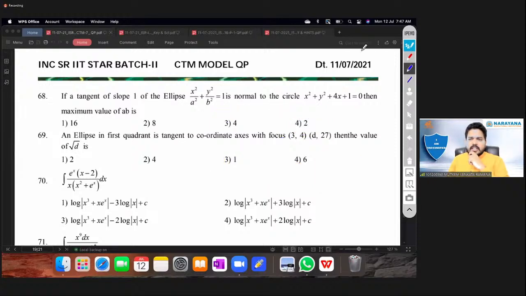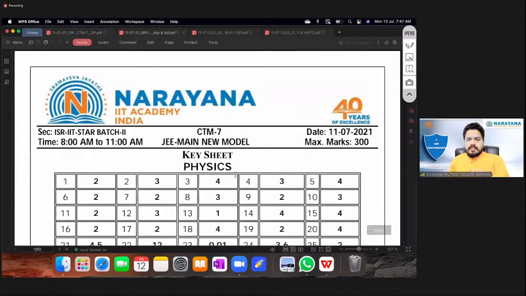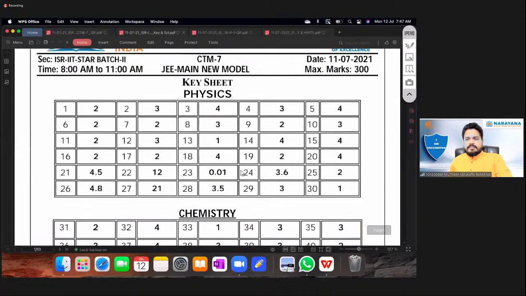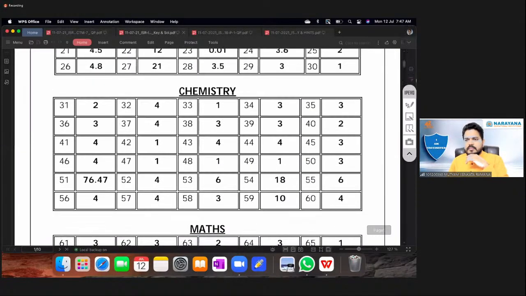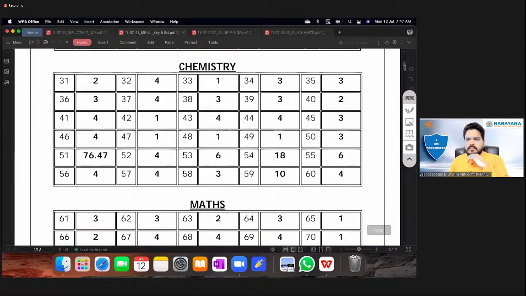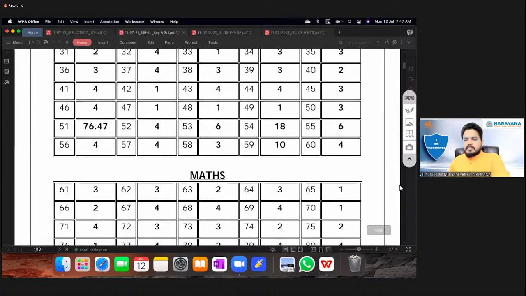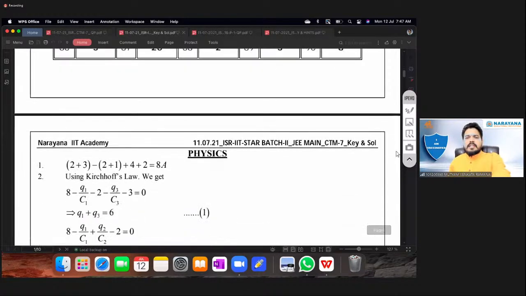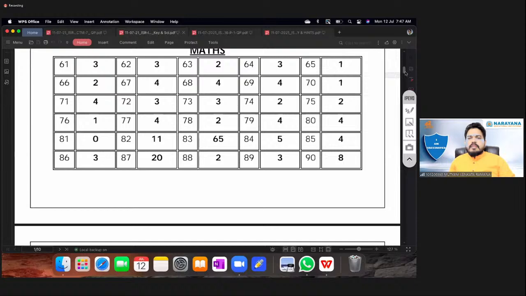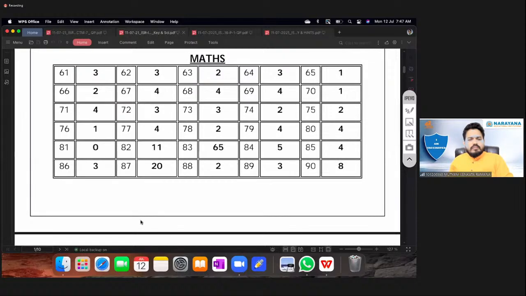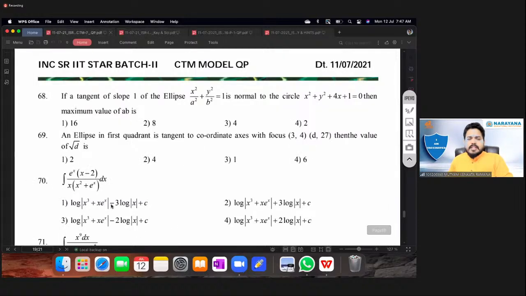Yes, sir. What is the given answer? One minute, I'll check this answer here only. This is 68th. The key sheet is this one. Correct only, sir. 68. That's the right answer only. Okay. Next question.